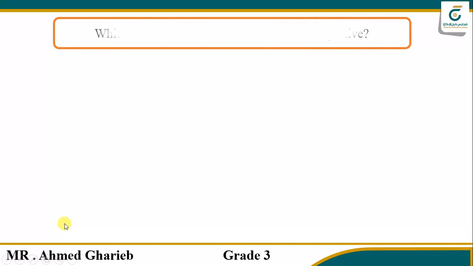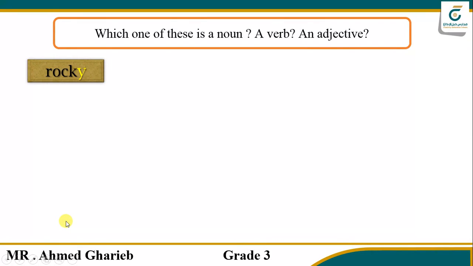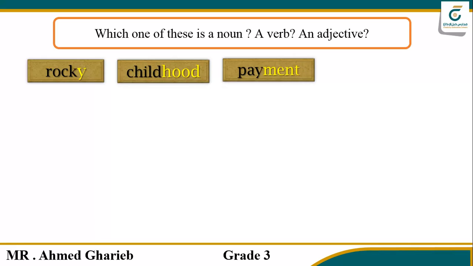So I want all of you now to answer this question. Which one of these is a noun? Which one is a verb? Which one is an adjective? Okay, childhood, payment, and selfish. So the suffix helped me to know what kind of word it is. Rocky, for example. So rock is a noun, add y, so it's an adjective.